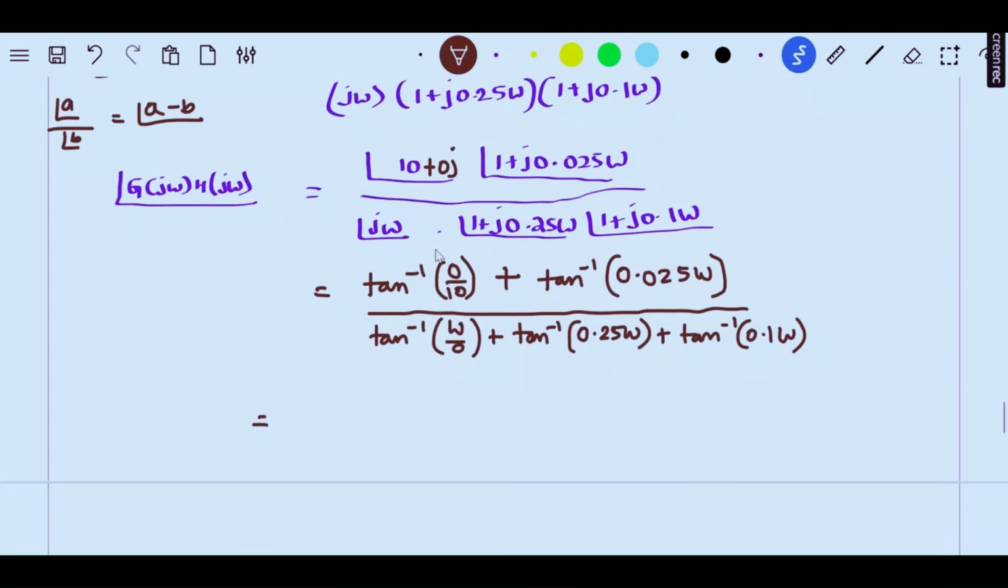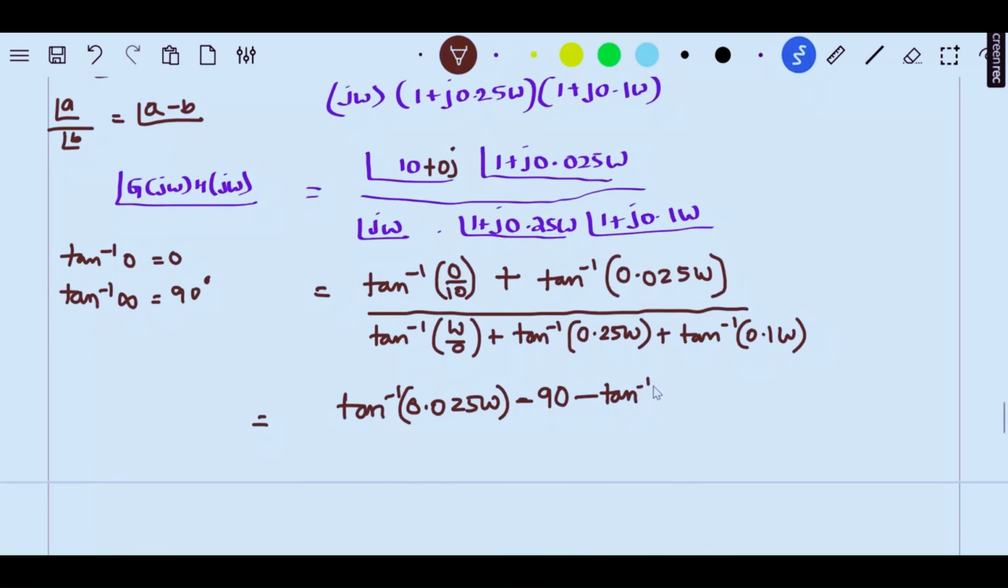So tan inverse of 0 by 10 is tan inverse of 0, which equals 0. Whereas omega by 0, anything divided by 0 is infinity. In the denominator, you see omega by 0. So this gives tan inverse of infinity, which is equal to 90 degrees. Therefore, the final formula is tan inverse of 0.025 omega, minus 90 degrees since this is in the denominator, minus tan inverse of 0.25 omega.